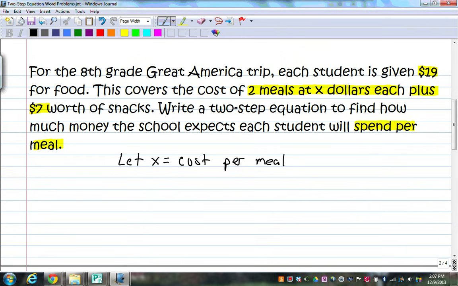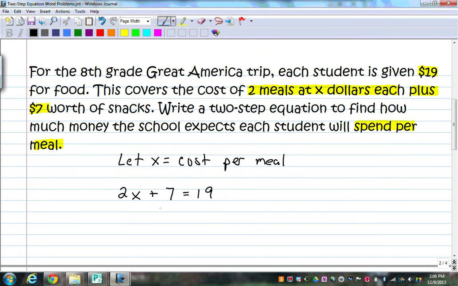So in my problem, I have 2 meals at x dollars each. So we're assuming that they cost the same amount. So I would say 2 times x would be the cost that I would spend on the meals. And then plus, we know that means that, $7 worth of snacks. And our total amount that we have to spend was $19.